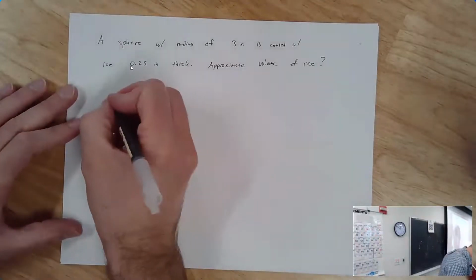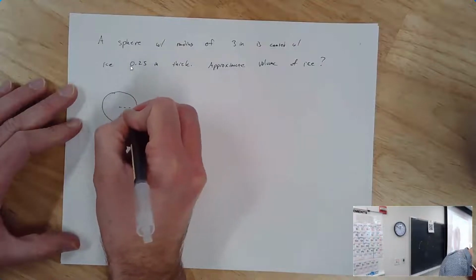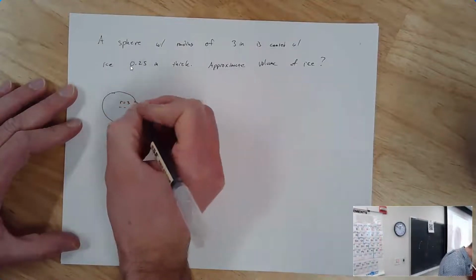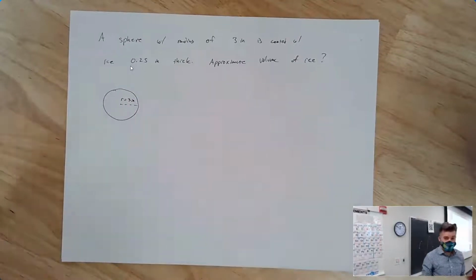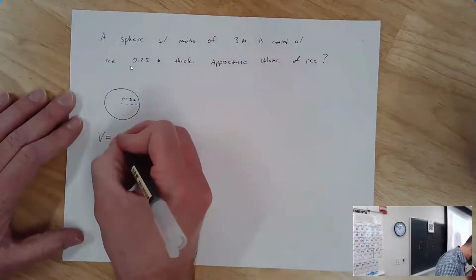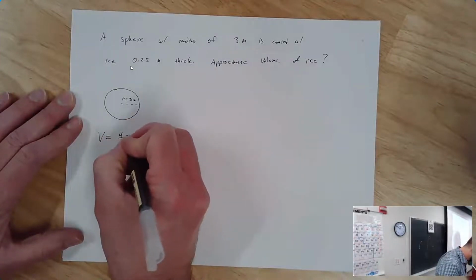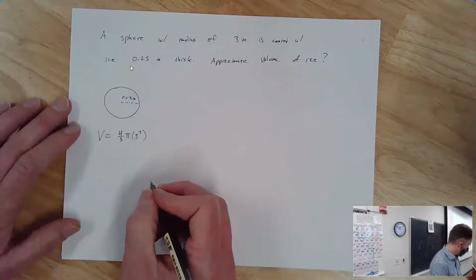So here's my original sphere. It's got a radius of 3 inches. And I know how to calculate the volume of this. The volume of this sphere is 4/3 pi times the radius cubed, which comes out to just be 36 pi.